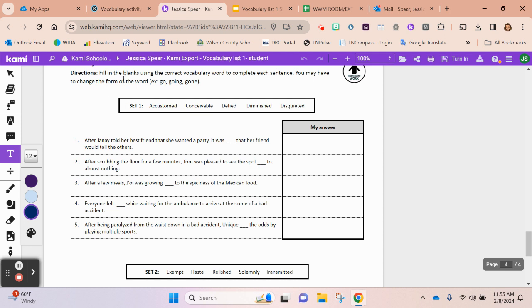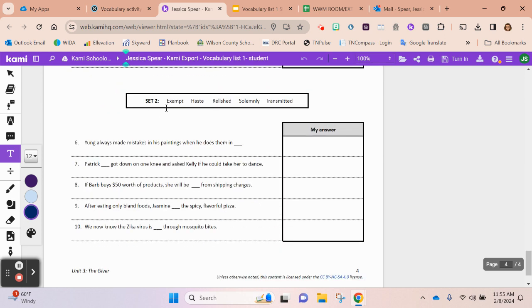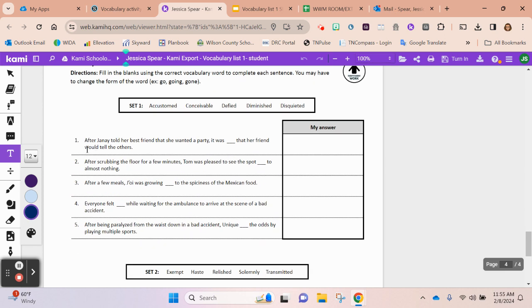So now it says to fill in the blanks using the correct vocabulary word to complete each sentence. You may have to change the form of the word, with examples like go, going, gone. You might have to change some EDs, INGs, things like that. So number 1 through 5, you're going to use this word list. And number 6 through 10, you're going to use this word list. So I'll do number 1 with you.